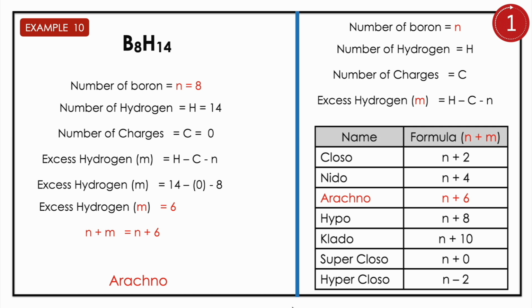So the excess of hydrogen, which is M, is H minus C minus N. H is 14, C is 0, N is 8. If you substitute in the formula, you can see M is 6. M is 6 means, according to the table, N plus 6 system, it is an Arachno structure. According to Wade's rule, B8H14 has an Arachno structure.